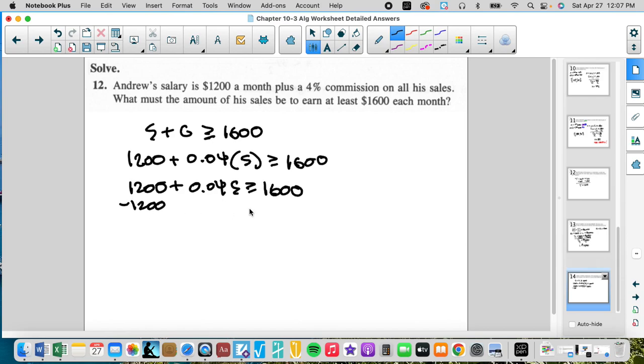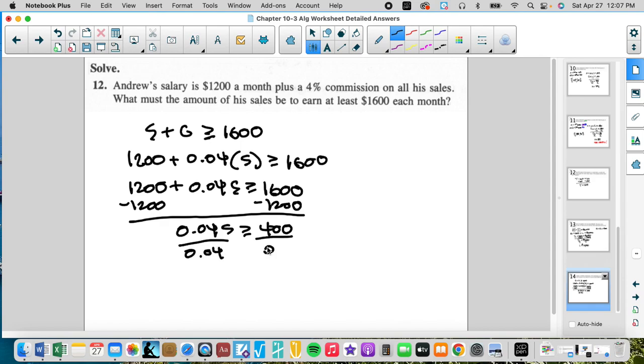Let's minus the 1,200, minus the 1,200. 0.04 S is greater than or equal to 400. Divide by 0.04. Sales must be greater than or equal to, we're going to move it two places. That's going to be 40,000. No, 10,000. Yeah, 10,000. So his sales must be more than or equal to 10,000.